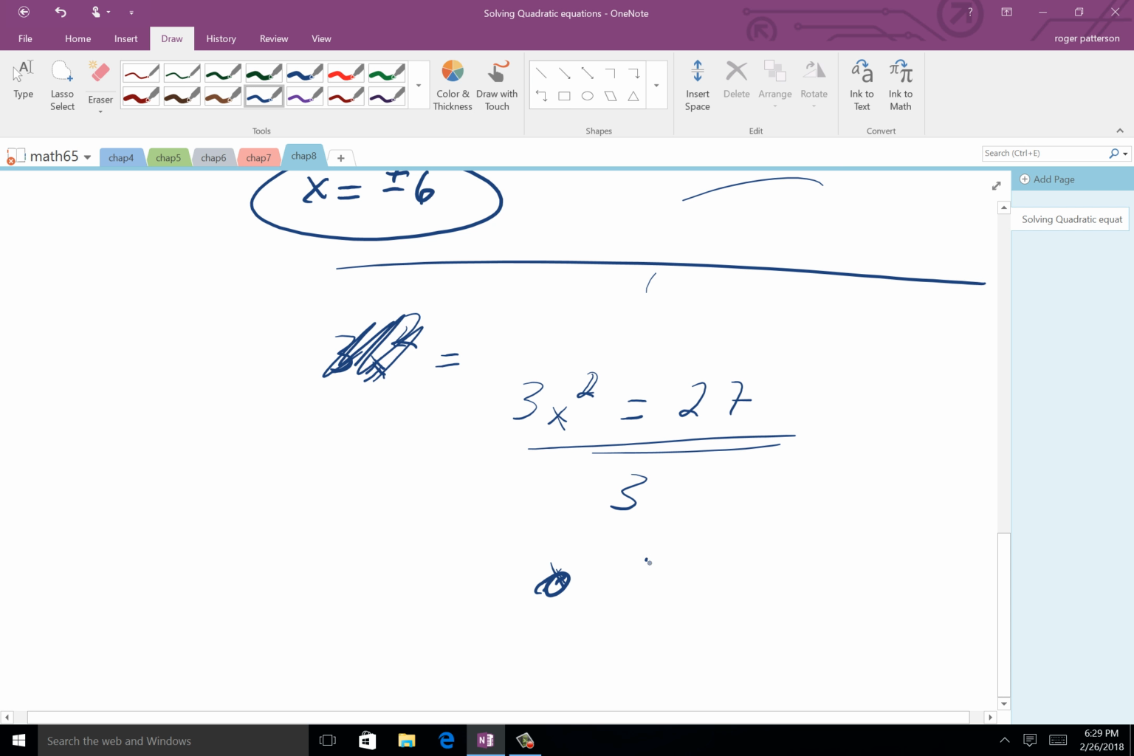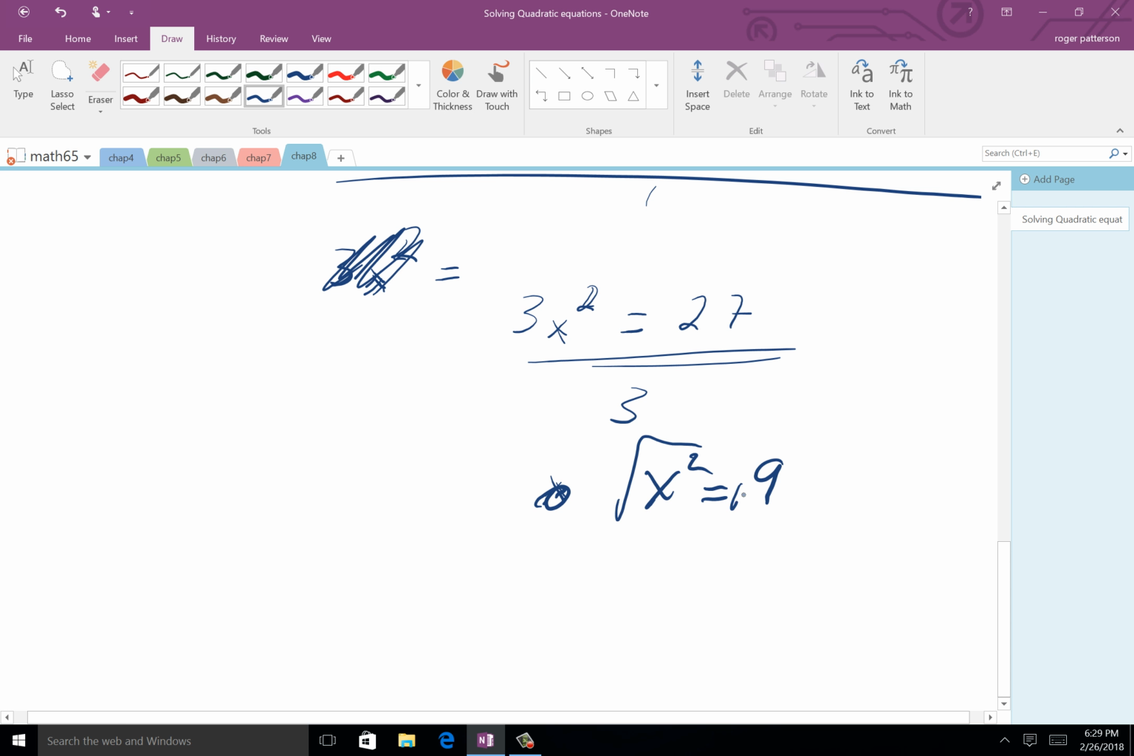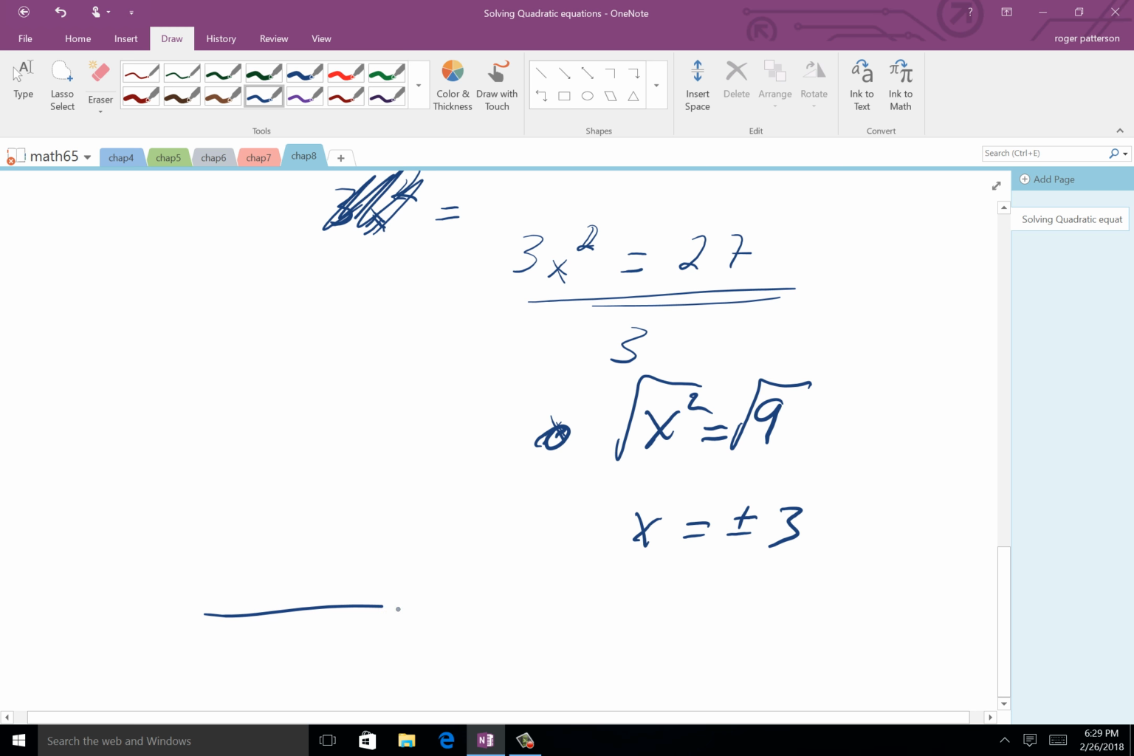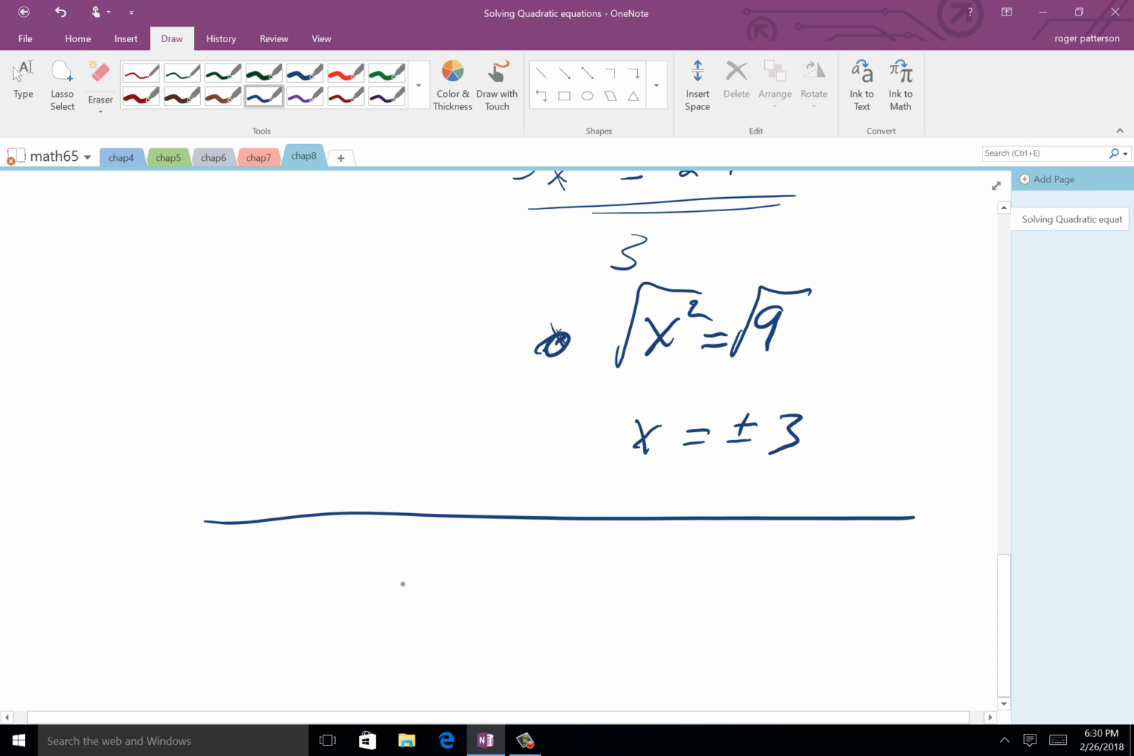Okay, here we go. So then we're going to square root, and x gives us plus or minus 3. Okay. So really not much different there, you're just square rooting. Same idea. Then we can have one like this.